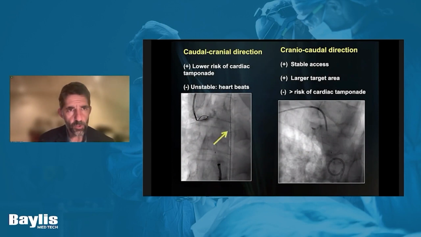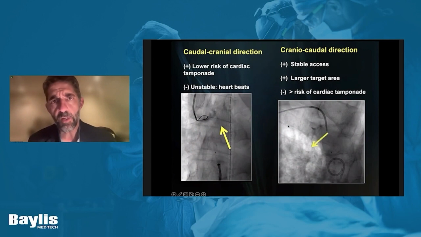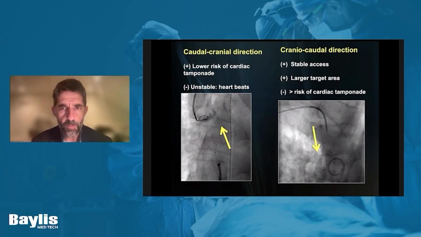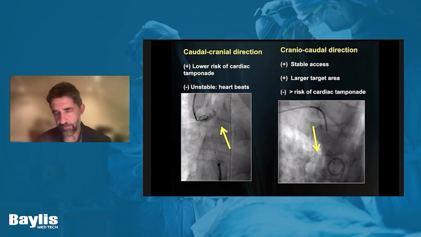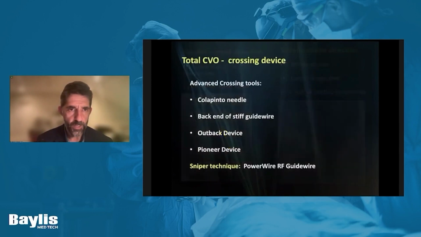You can have a caudal-cranial direction, in my opinion, and that has worked for us. We believe that there's a lower risk of cardiac tamponade if you come from below. But the problem is you have more instability because of the heartbeat. So one more reason why you need to have a sheath, as you can see on this picture on the left. But you can also come from a craniocaudal direction, from above, again, in my opinion, a more stable axis. You have a larger target, either the SVC or the right atrium as a target. However, there is in theory a higher risk of cardiac tamponade.